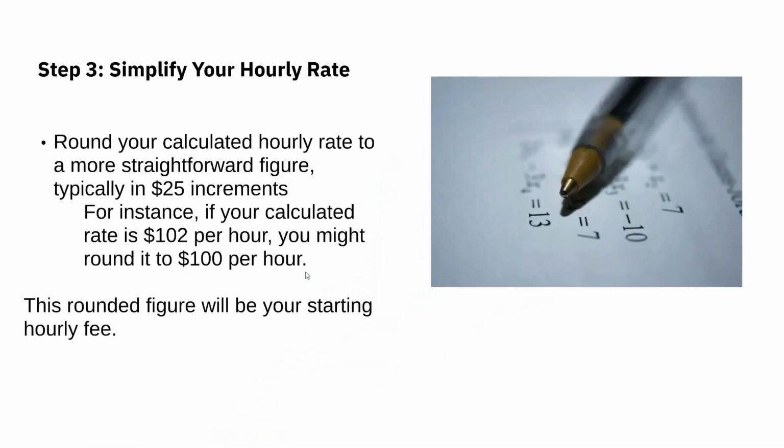Now, using that, you want to round typically in increments of $25. So for instance, if you calculated the rate of $102 per hour for the senior marketing manager, you might round it to $100 per hour. This rounded figure will be your starting hourly fee.